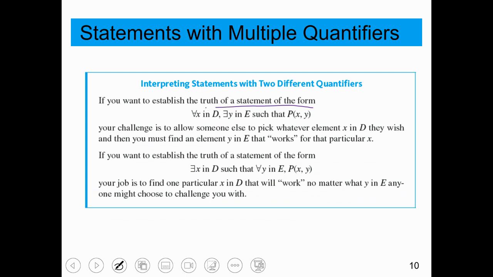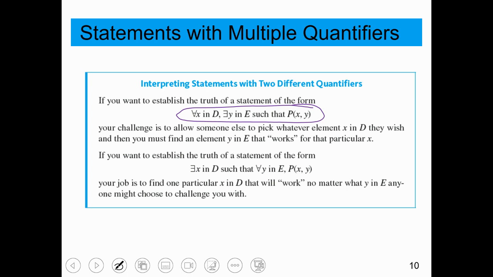We've already talked about this combination. For every x in D, there exists a y in E such that P of x, y. Again, your challenge is to allow someone else to pick whatever element x in D they wish. Then you must find a particular element y that works with that particular x.